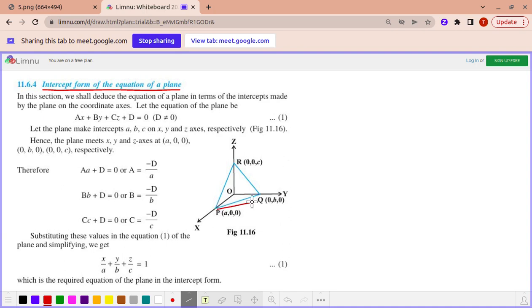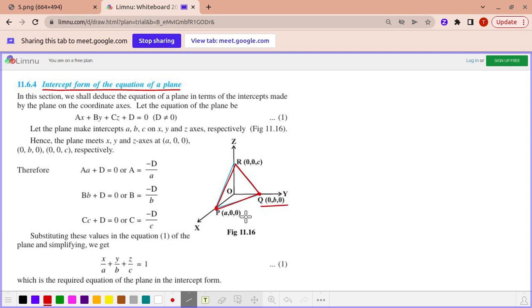As you see here, PQR is the plane, and this plane is making an intercept on all the three axes x, y and z. So that means this plane is passing through 3 points. The first point is on the x axis having coordinates (a, 0, 0). We name this point as point P. The second point is point Q on the y axis having coordinates (0, b, 0). Why? Because any point on the y axis has x and z coordinates 0. That's why it is (0, b, 0).